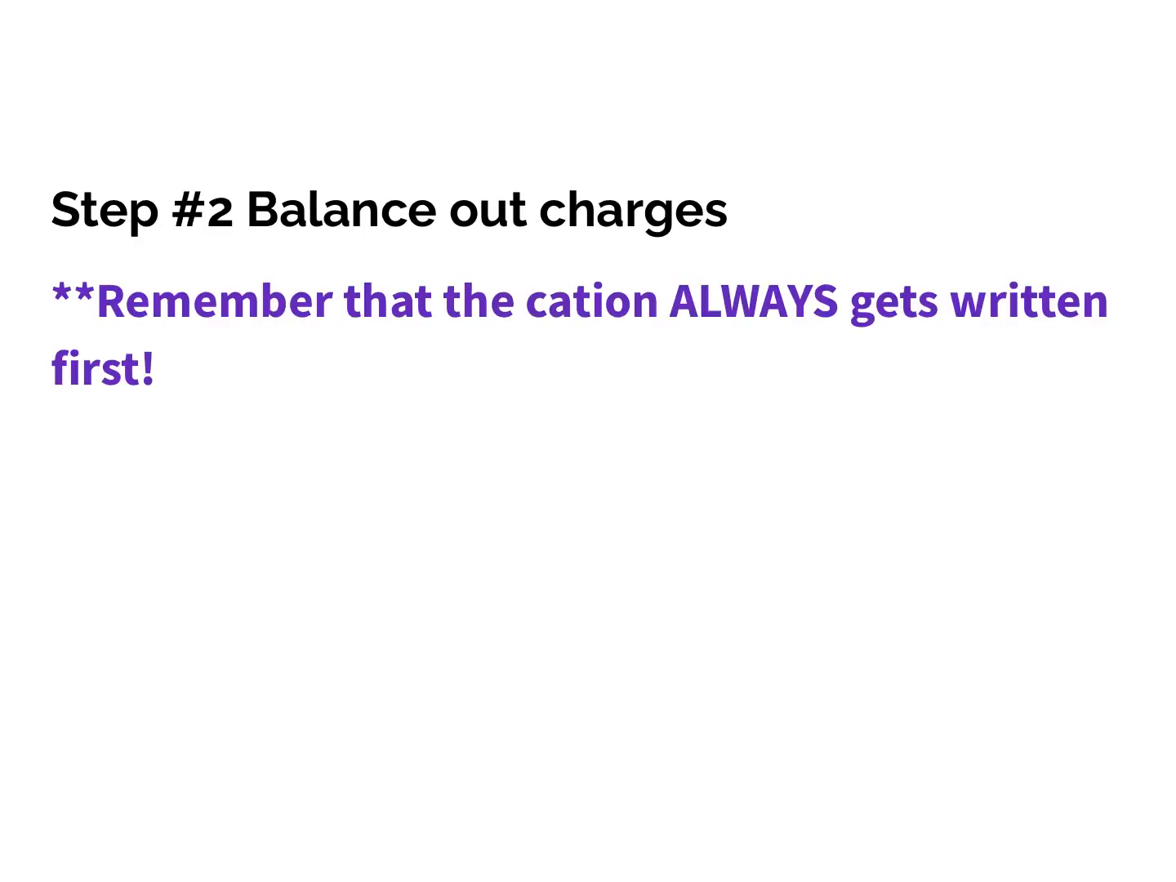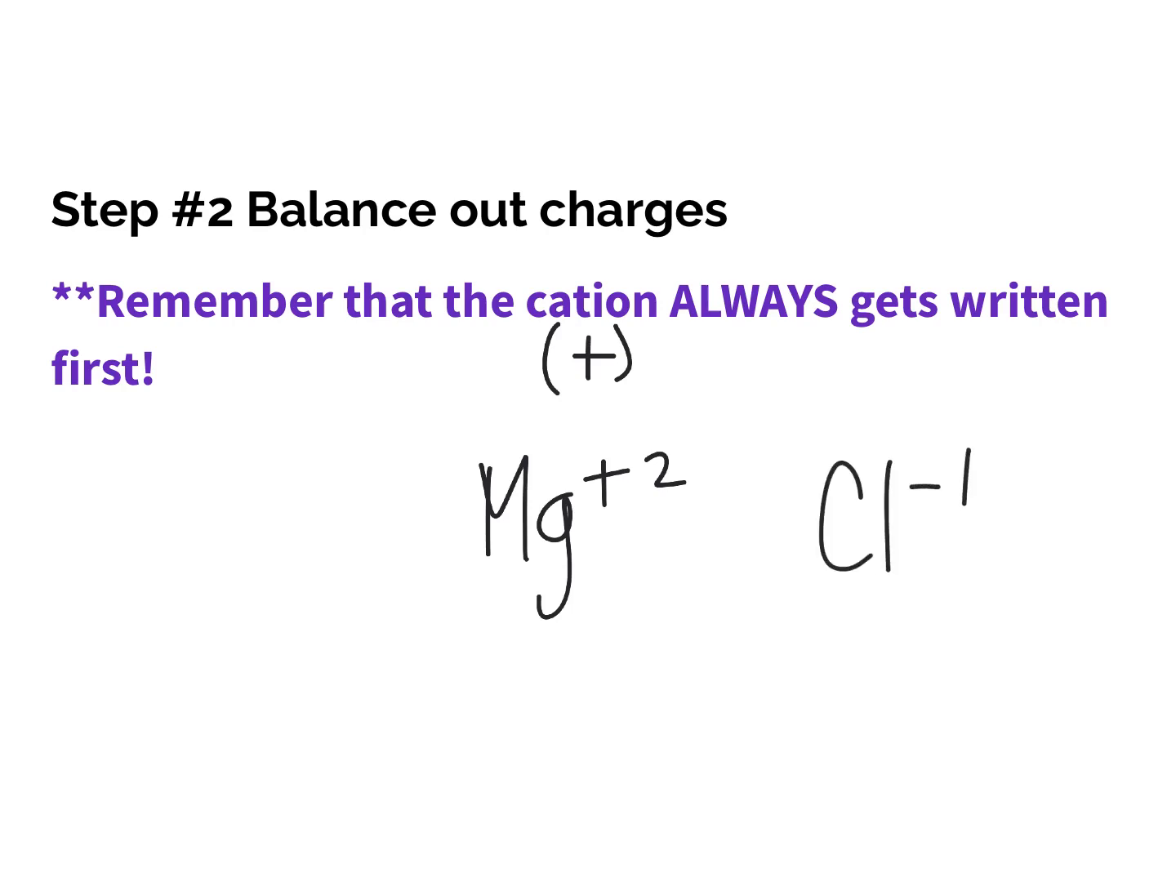Then we have to balance out the charges. And we've got to remember that the cation, that positive charge, always gets written first in our formula. So we've got a magnesium +2, and we've got a chlorine -1. So this charge is going to be bigger. That +2 is bigger than my -1 because it's 2 versus 1. So I'm going to need to add more negative charge so that I can cancel out my bigger positive charge.